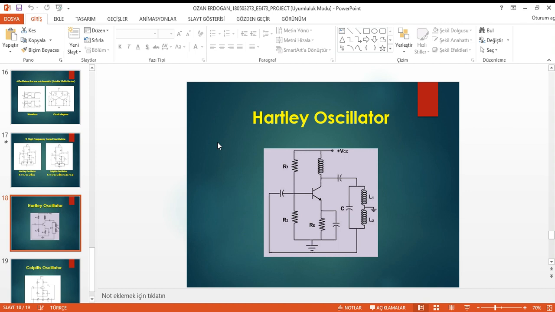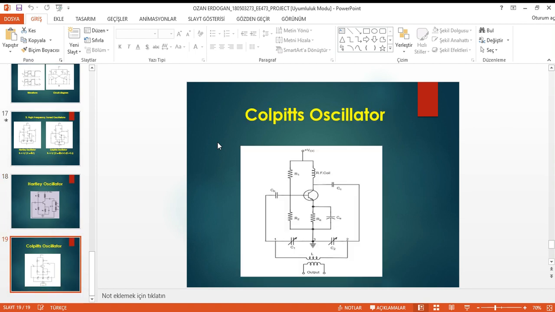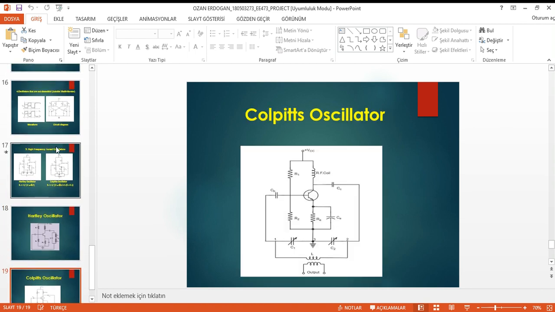And second, the Colpitts oscillator, a high frequency oscillator. Let us first take a look at the circuit diagram of a Colpitts oscillator. The resistors R1, R2 and RE provide the necessary bias condition for the circuit.